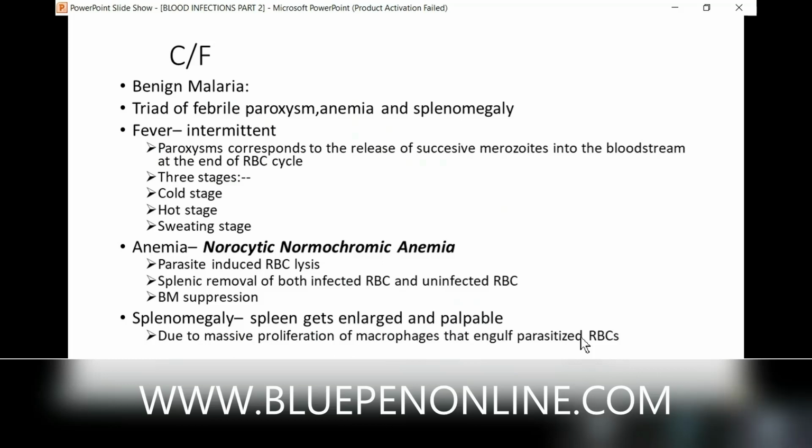There will be splenomegaly because there will be excessive lysis of the RBCs within the spleen, and damage to the spleen also. The spleen gets enlarged and palpable due to a massive proliferation of the macrophages that engulf the parasitized RBCs. The macrophages will be working continuously to engulf the parasitized RBCs, and this will lead to the splenomegaly.